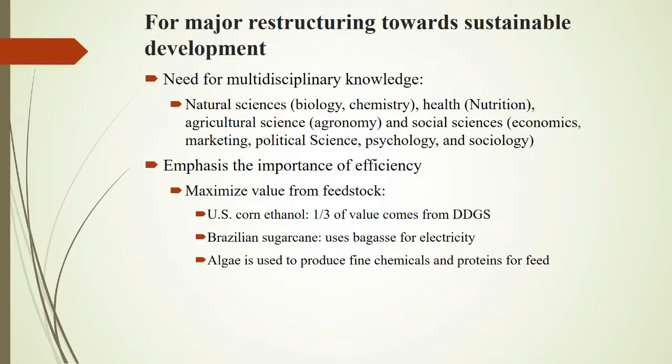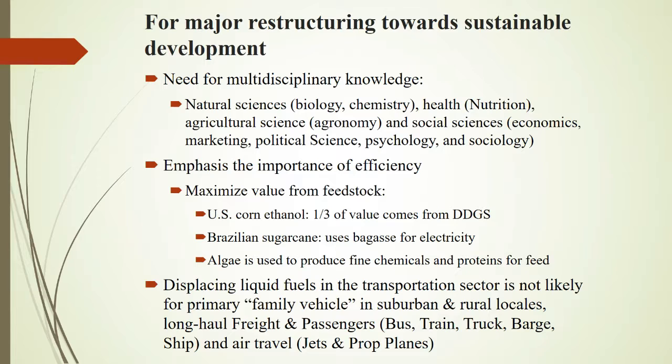In U.S. corn ethanol, a third of the value created is through DDGS. In Brazilian sugarcane, bagasse is used for electricity, and we can find numerous other examples, and throughout the day we'll hear about some of them.